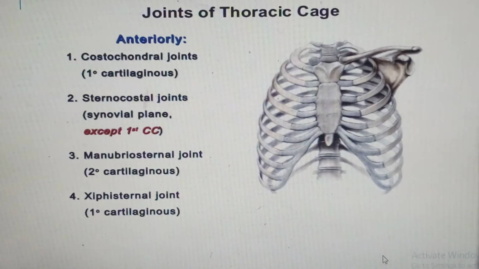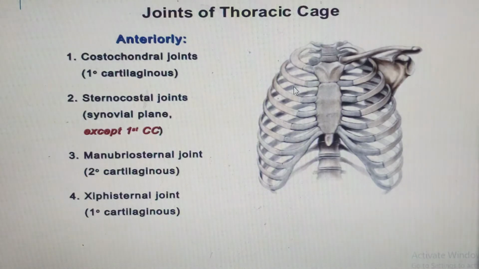Now, moving on, we want to look at some joints that we find in the thoracic cage. One of them is the costochondral joint. Costal has to do with the rib, and chondral has to do with these cartilages that we find here. These costochondral joints, all the way along here, are actually primary cartilaginous joints.